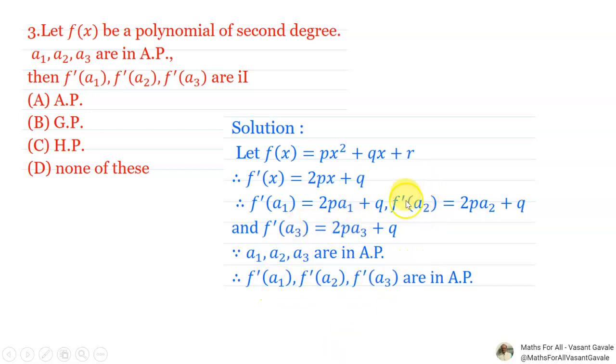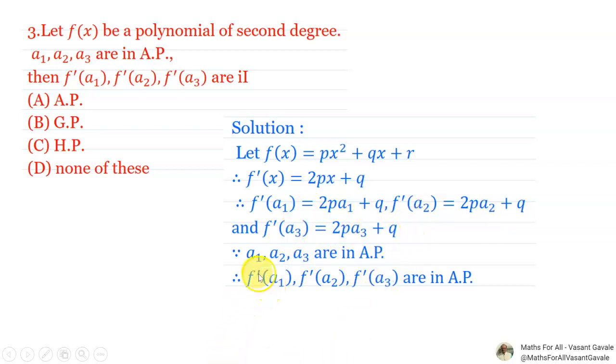as a1, a2, a3 are in AP, therefore here also f dash of a2 minus f dash of a1 is equal to f dash of a3 minus f dash of a2. Then you will get that these functions are constant. How will you get their difference?